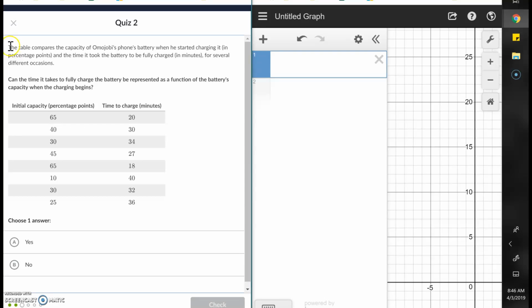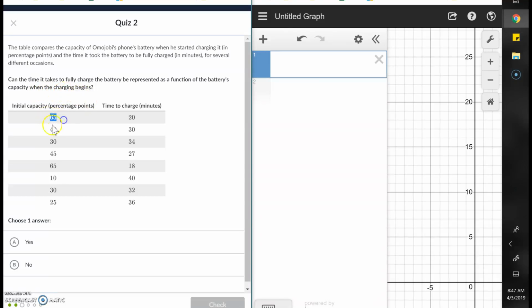Here, the table compares the capacity of Omojibi's phone battery when he started charging it in percent points, and the time it took the battery to be fully charged in minutes. So we got the number of minutes it took the battery to be a given percent for several different occasions. Can the time it takes to fully charge the battery be represented as a function of the battery's capacity when charging begins?